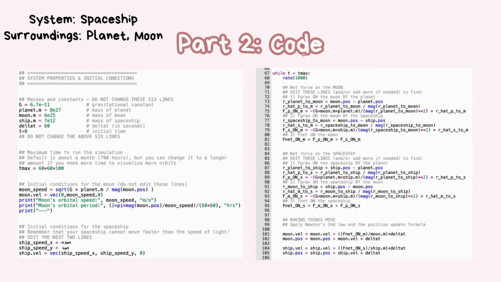In part 2, our system was our spaceship and our surroundings were our planet and our moon. And in this case, we had to use trial and error to calculate a valid velocity that would allow the spaceship to orbit the planet and the moon without intersecting or crashing into either orbits. And what we had to do was find F net on the moon and F net on the spaceship using coding through GlowScript. And this is the relevant coding that we used in this lab.